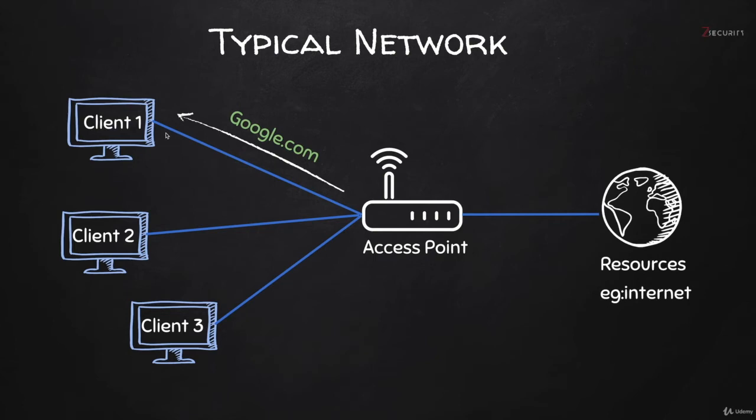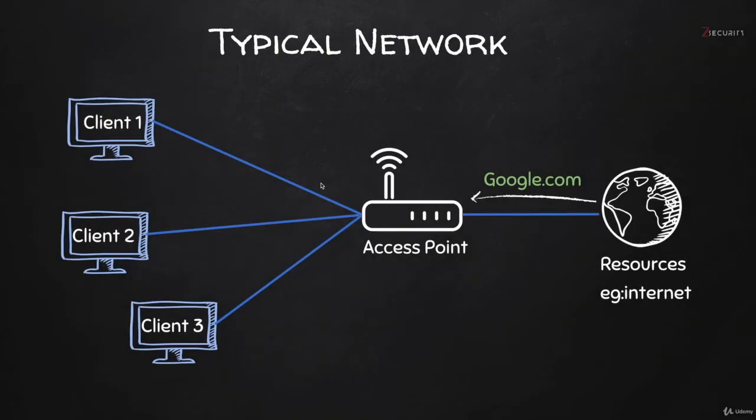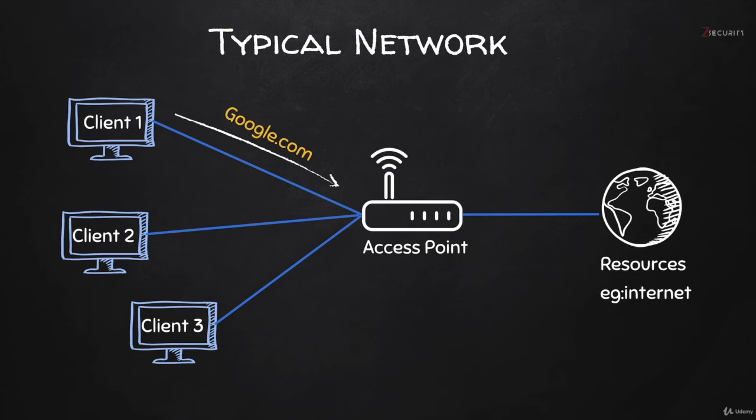Now the data is transferred between the clients and the access point as packets. You can think of all of these arrows as a series of packets being transmitted between the client and the router as requests and responses. Now in Wi-Fi networks, these packets are transmitted in the air.